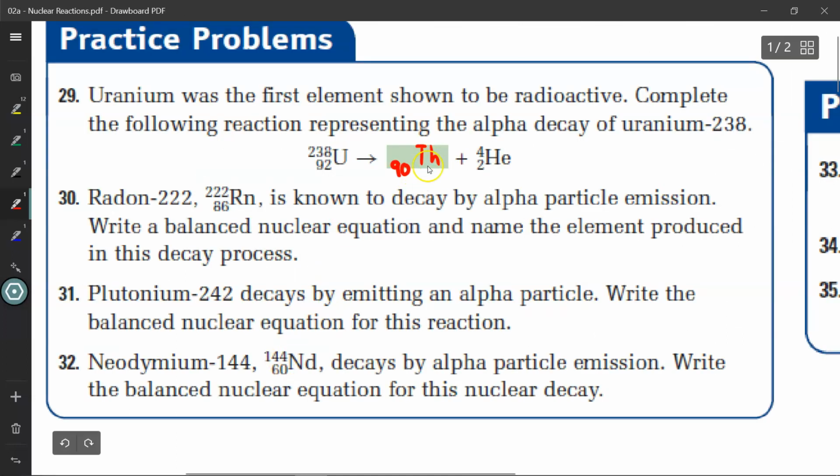Now, which isotope of thorium is it? We see a 238 on this side and a 4 on this side. In order to make this equal, the missing number for the mass number must be 234. Alright, so during alpha decay, uranium-238 will turn into thorium-234, and it releases the alpha particle, which is essentially the nucleus of a helium atom, no electrons involved.